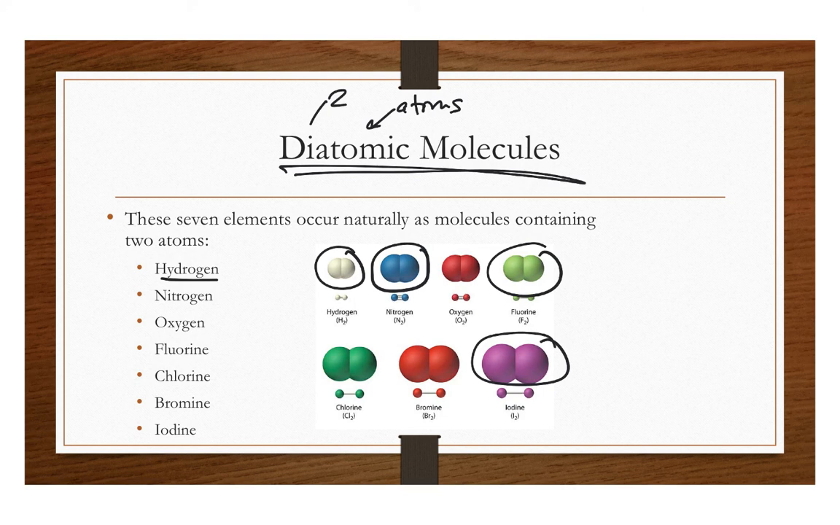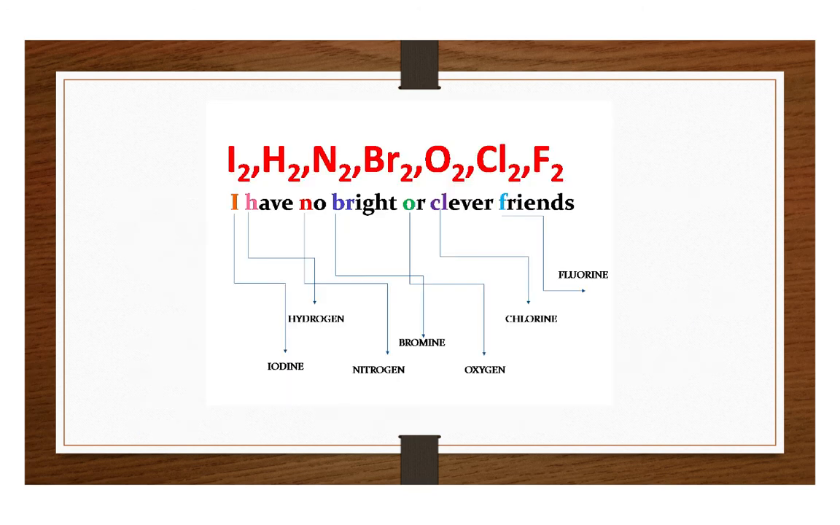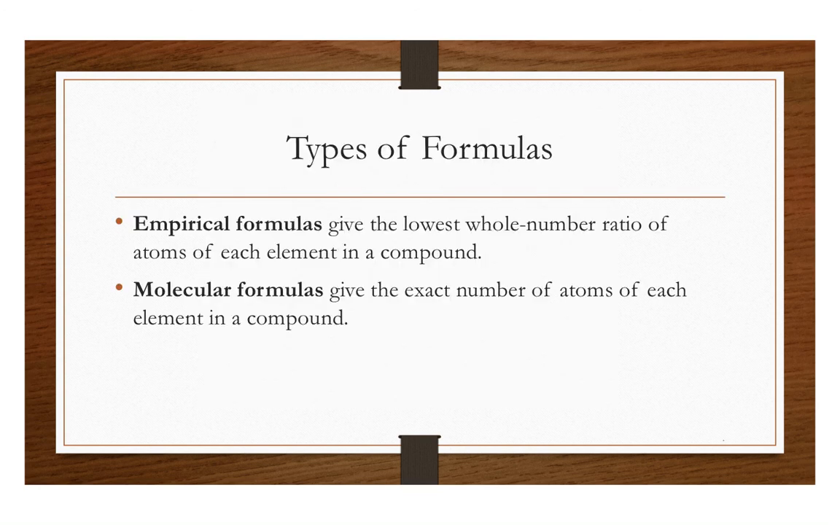Okay. Lots of ways to remember this. Mrs. Larson refers to them as the sneaky 7. I like to remember the thing of I bring clay for our new house is one way that I do that. Or I have no bright or clever friends.